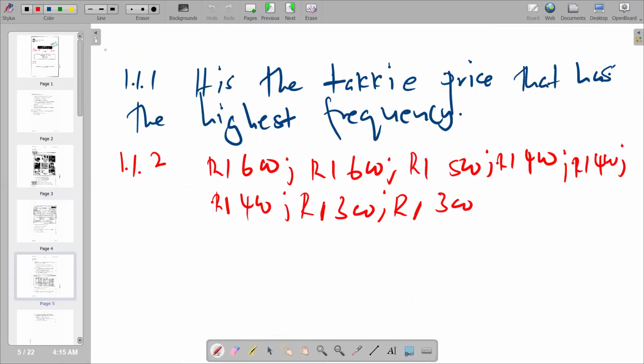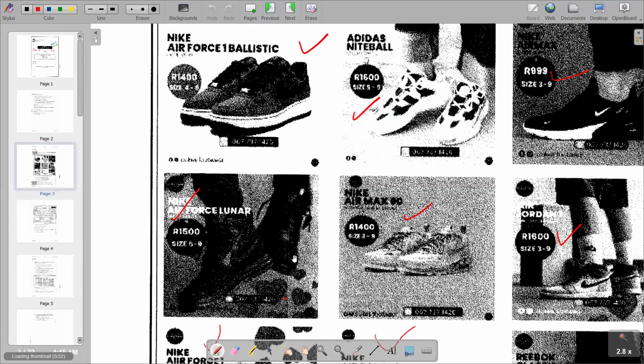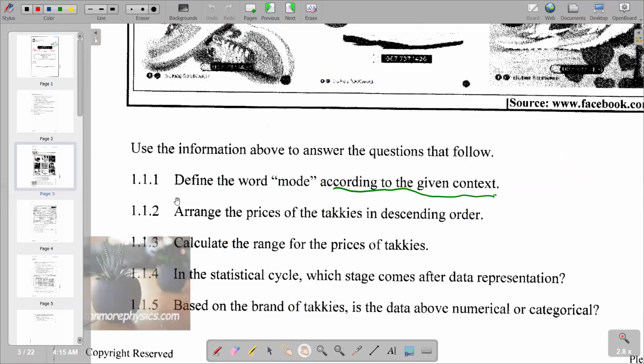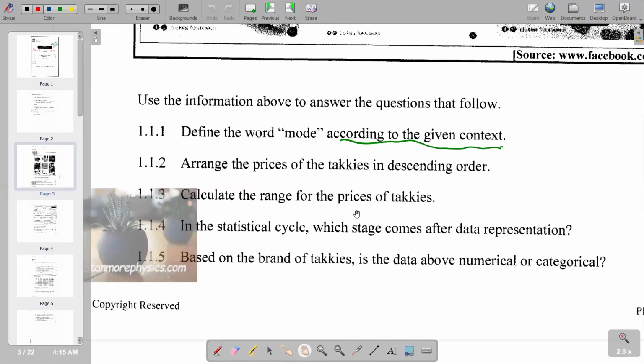So on the last one, we have 999. So this is an arrangement that we have in descending order, starting from the highest figure that we have to the lowest. So this is what we have. So we go to the next part of our question, which reads, calculate the range for the prices of turkeys.